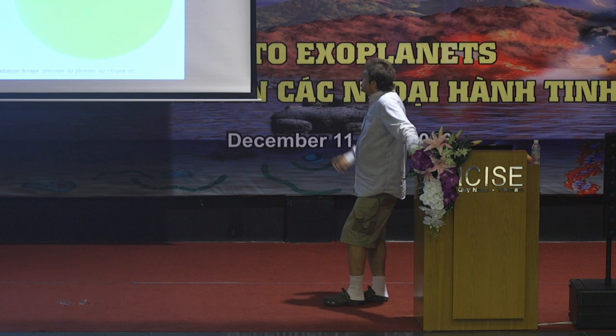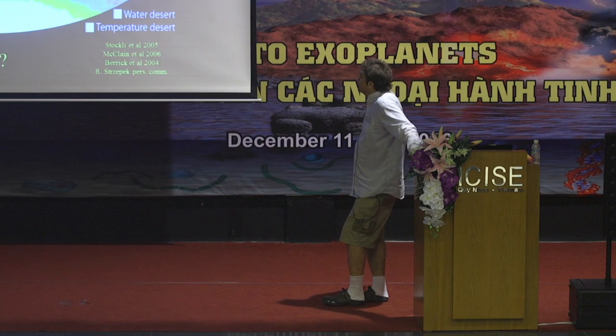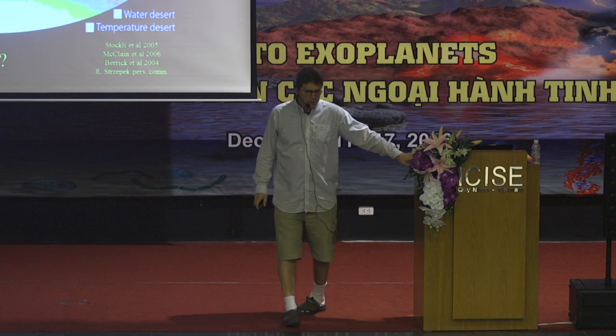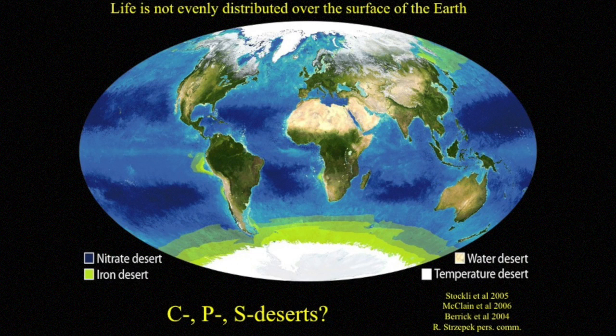I know that's not very quantitative, but anyway, here's a little bit more quantitative. On Earth, there are places where there are lots and lots of life, and there are places where there's not much at all. So that should give us a hint about what we mean by habitable. The more life there is, I guess, the more habitable it is. So here we have a water desert. We're all used to deserts. So here's a desert here and a desert here, and there's not that much life there. Temperature deserts down here and up here.